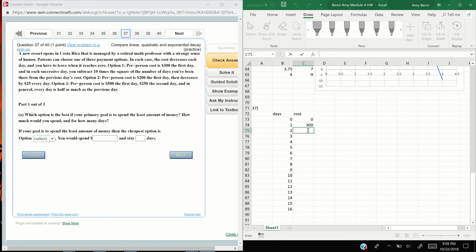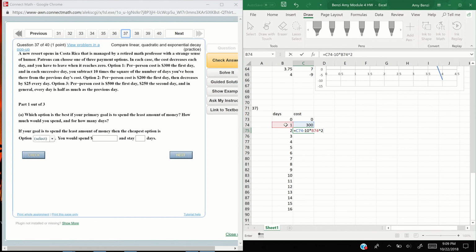All right, so that means the second day is going to be the previous day's cost. So I'm just going to click that cell, and then I'm going to subtract. I know it sounds crazy. Take it one step at a time. 10 times the square of whatever this number is. Do you guys see what I did? I took the price of the day before, which was $300, and I subtracted 10 times the square of the number of days that I have been there.